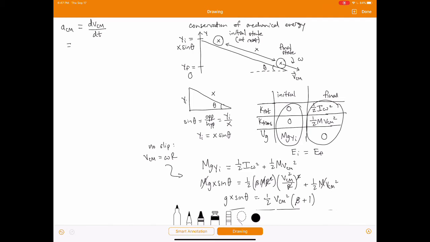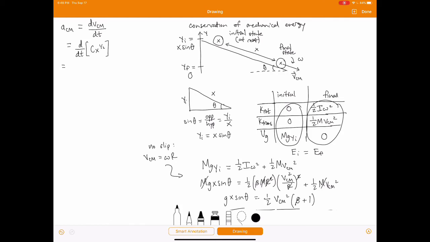But we just said that VCM, the thing we're taking the derivative of, is c times x to the 1/2 power. So how do we take the derivative of this? Got to be really careful here. We're taking the derivative with respect to time, not x. Okay, and x is the variable that appears in this equation.